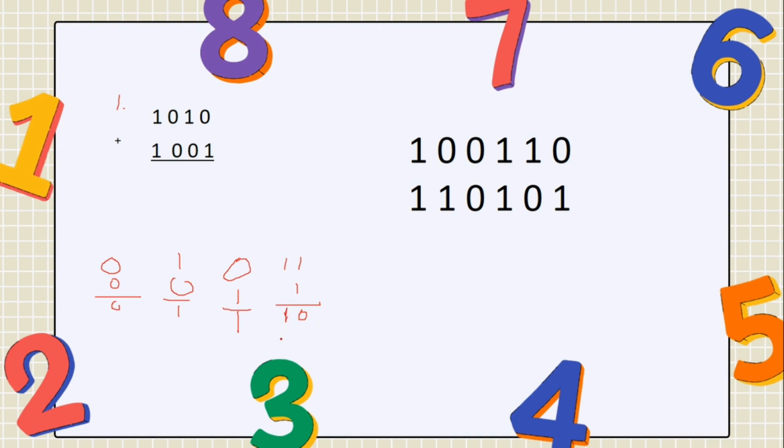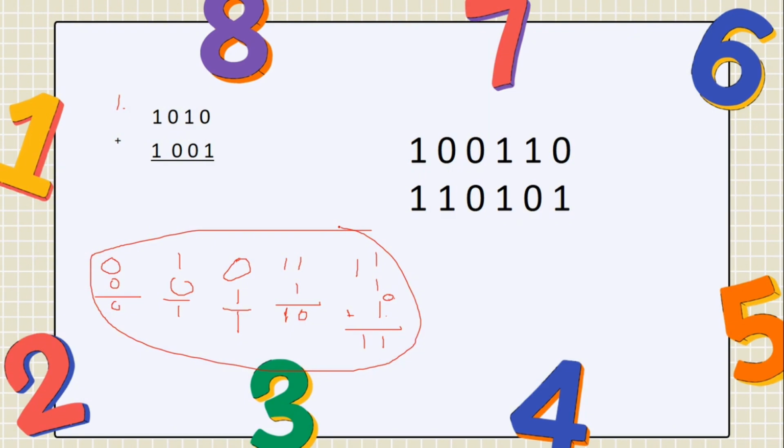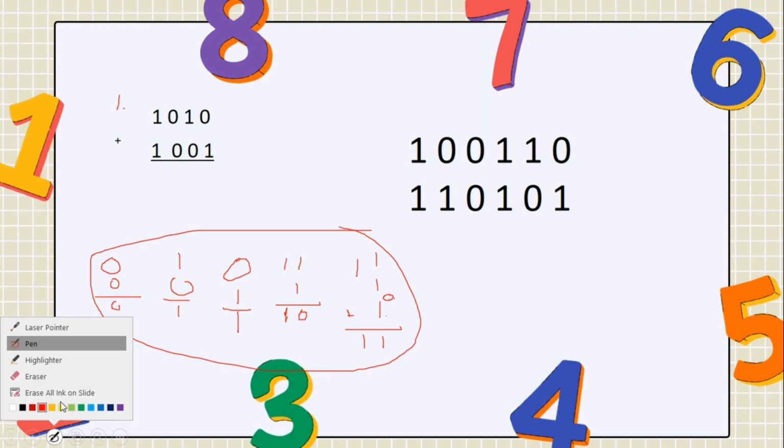Then, since there is a carry of 1, bring down the number 1. What if there are three 1s? If there are 3, what we do is 1 plus 1 equals 0, place the 0 here, then carry 1. Then 0 plus 1 is 1, then bring down 1. So this is how you do it when there is addition in binary.